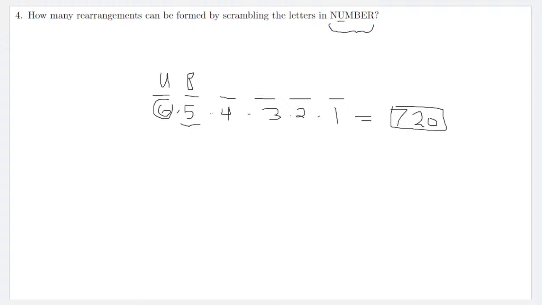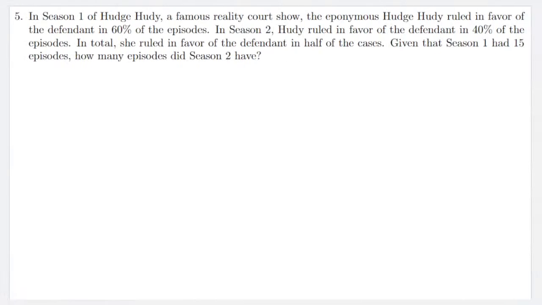Okay, moving on to number 5. So this is a word problem. So the first thing to break down is what the question is asking. So we have this judge who rules in favor of the defendant in 60% of the episodes in season 1. So season 1, defendants, 60%. In season 2, only 40%. And then in total, 50%, or half of the cases.